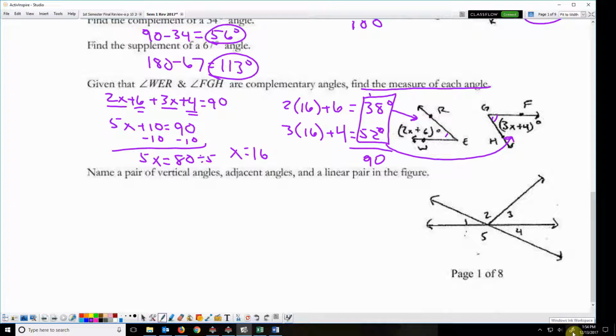Okay, from this picture, name a pair of vertical angles. Vertical angles are directly across from each other, like angles 1 and 4. That is the only pair of vertical angles in that picture.